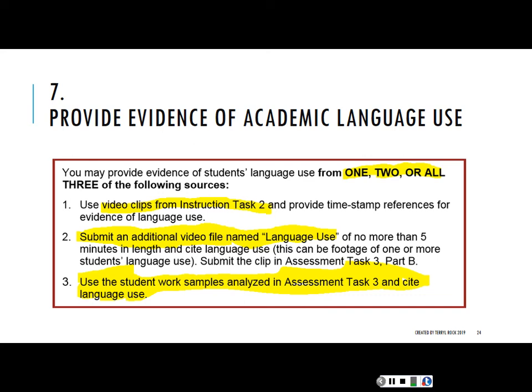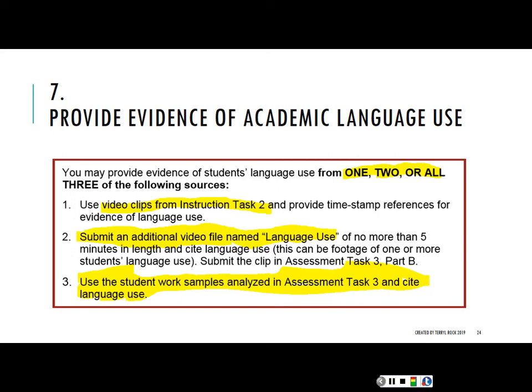Or you can have an additional video of language use, but it can be no more than 5 minutes. And that's where that 4th file comes in for the feedback file. So you've got 3 feedback files. You will actually submit the language use file into a little space in that feedback thing. You'll see on upload day. It'll make sense. But that's why they say a 4th file is possible.